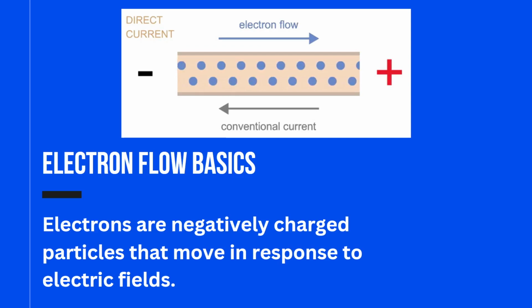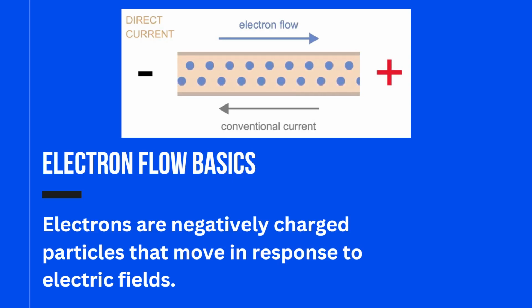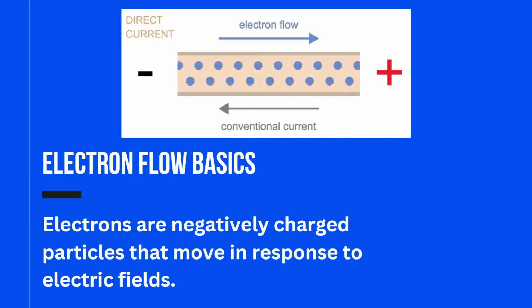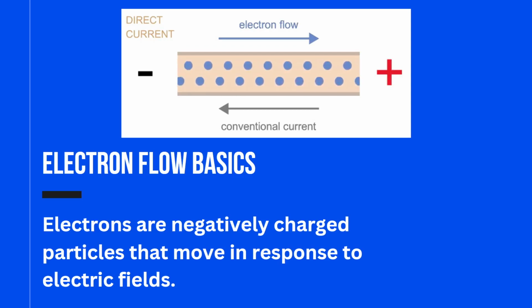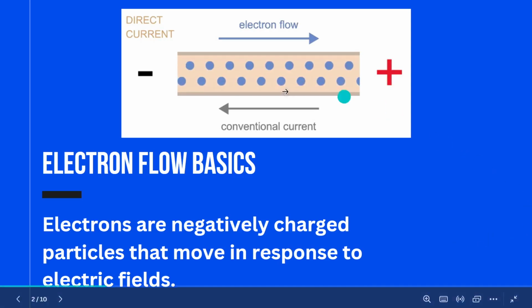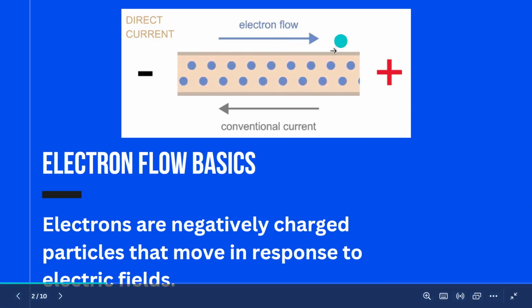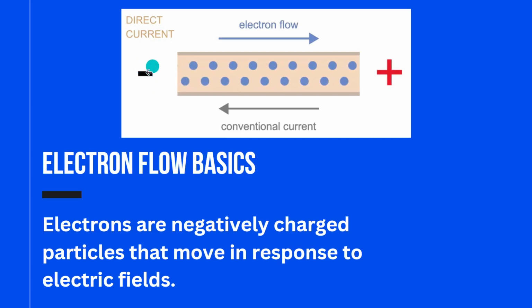So this actually means that electrons are negatively charged particles, and these particles move in response to an electric field. When these particles move freely in the material in one direction, this is the current direction. As you can see in this image, we have two directions. We have the electron flow direction, from the negative terminal to the positive terminal, but there is another direction called conventional current.